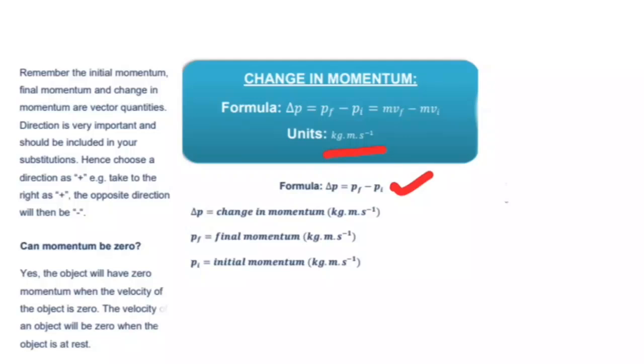We need to remember that initial momentum, final momentum, and change in momentum are vector quantities. Direction is very important and should be included in your substitutions. So when you're calculating either the change in momentum, the final momentum, or the initial momentum, it's important to remember that these are vector quantities. We need to account for the direction. Change in momentum is related to Newton's second law. Let me show you why that is the case.